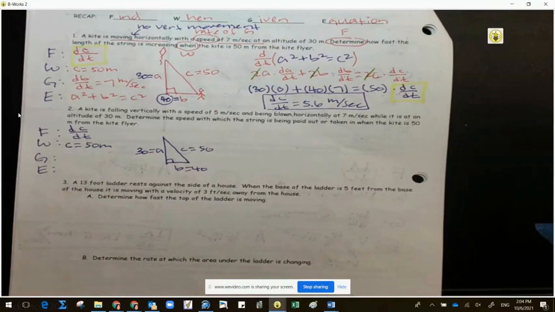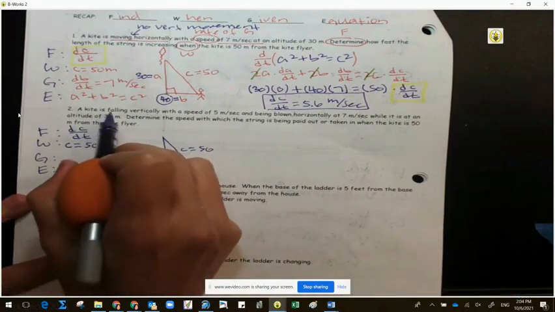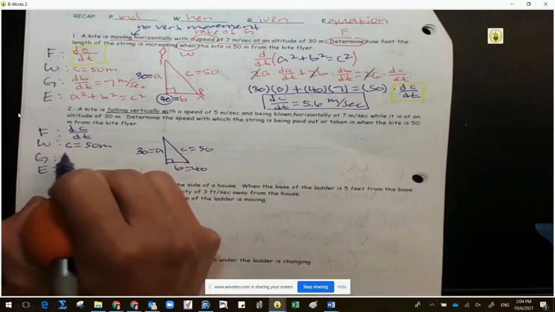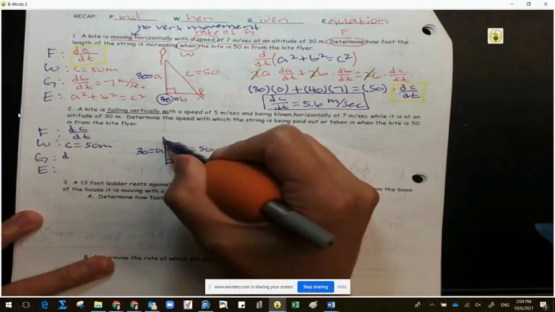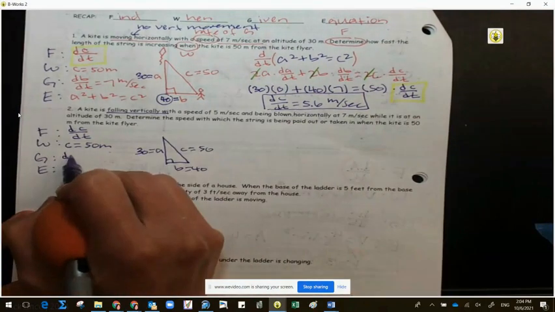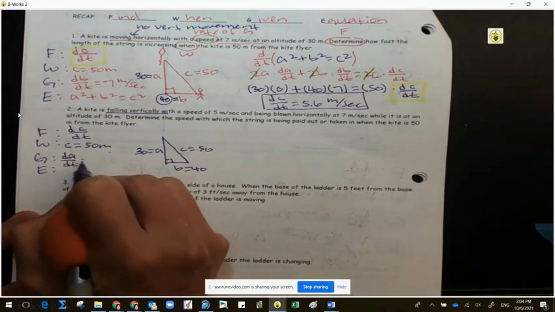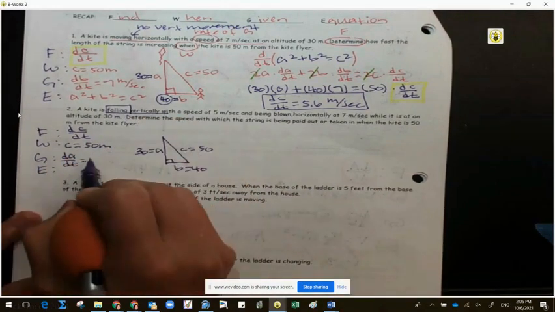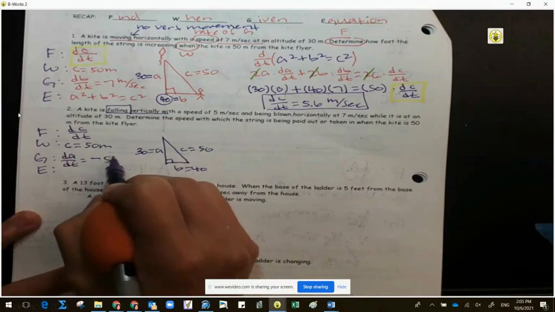And in the given information, what is that something that we know about? Speed of 5 meters per second. So it is falling vertically. When something is falling vertically, isn't it getting shorter and shorter? So can we use our negative sign to say it is falling? When something is falling vertically, it's going to affect the A value, so dA over dt. And because of the word falling, we need to put a negative, otherwise it's going to add on to it. So we have negative 5 meters per second.